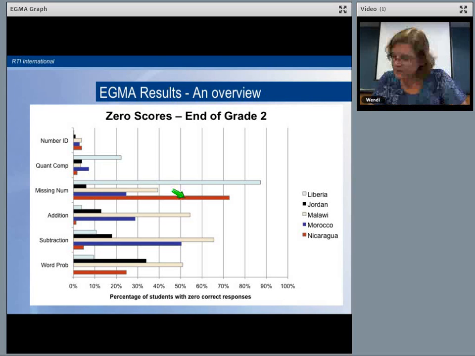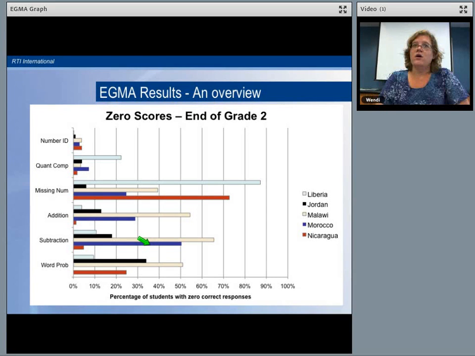Problems for Morocco. Morocco was at 30% who could not do an addition problem, and 50% could not do a subtraction problem. Those are four problems: 4 plus 2 for addition and 6 minus 2 for subtraction. So 50% of the students could not do 6 minus 2 correctly.